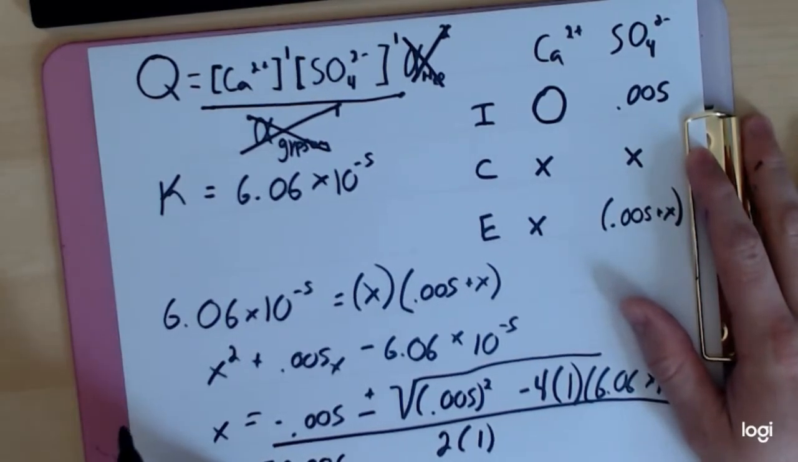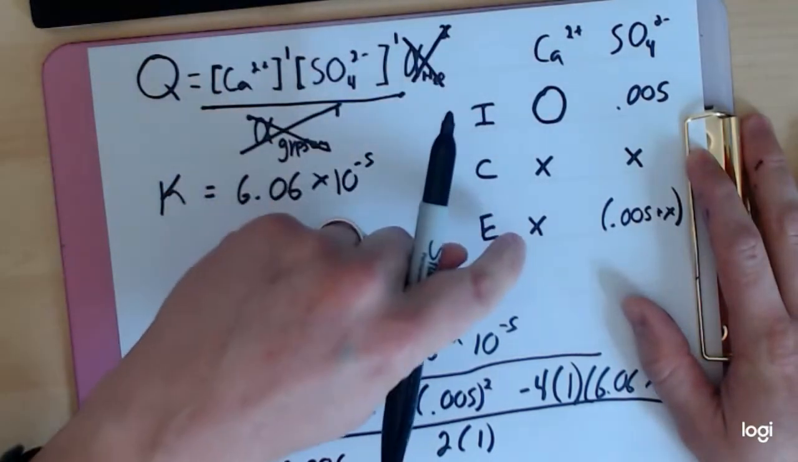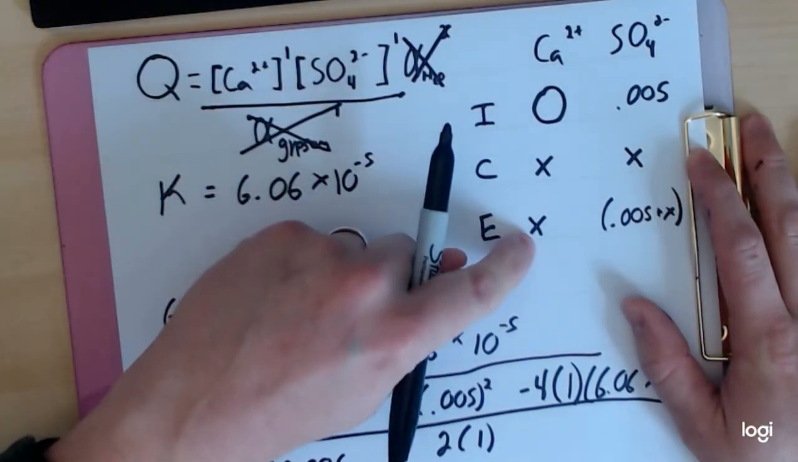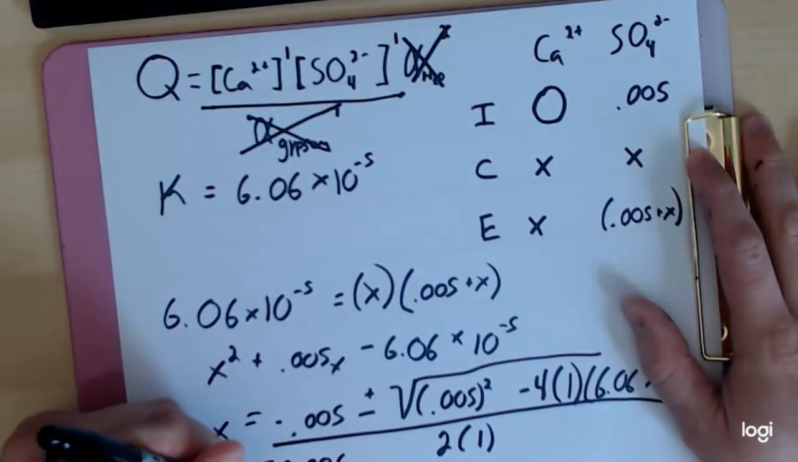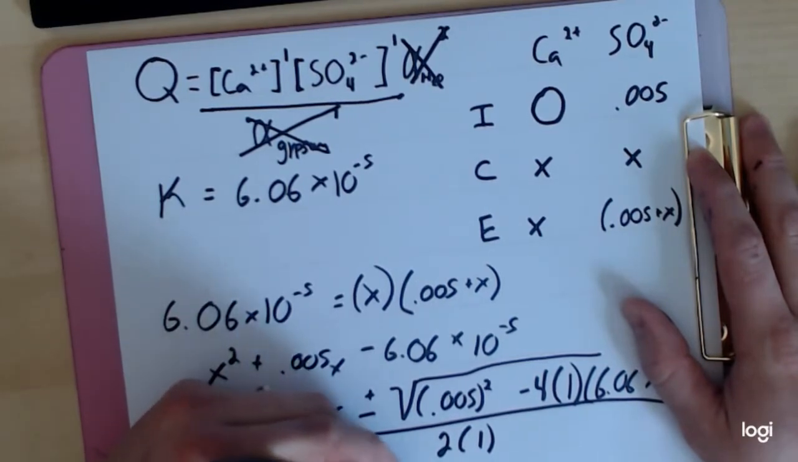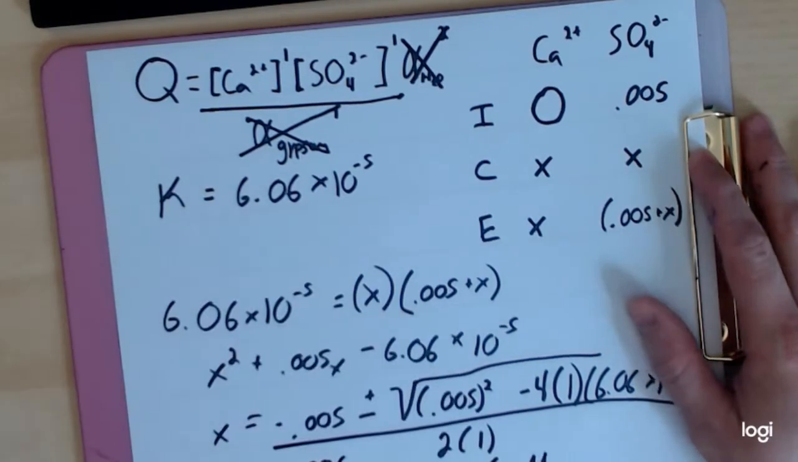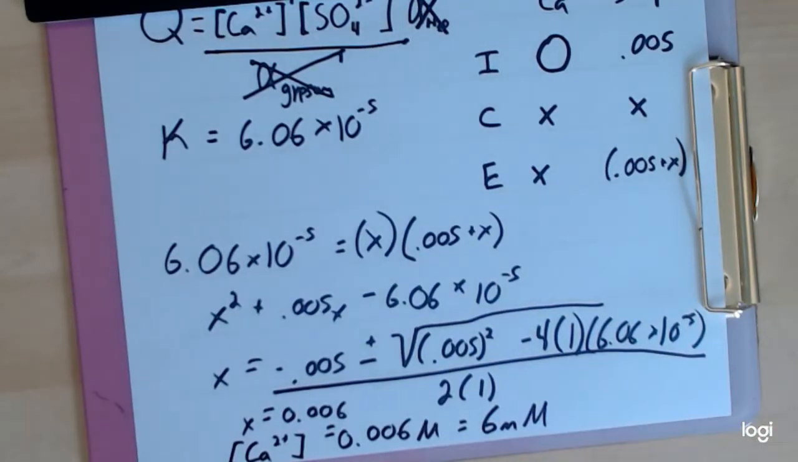So just take this x. We are asking what the equilibrium concentration of calcium in the reaction was, and that is simply x. So at equilibrium, the concentration of calcium equals 0.006 molar, or 6 millimolar. So, problem solved.